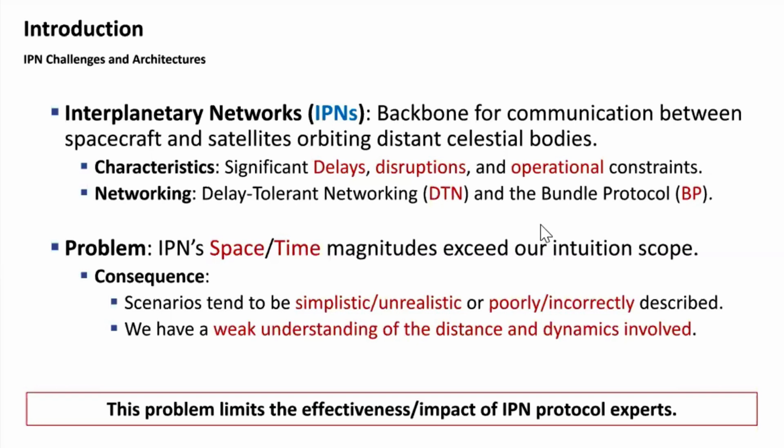Bundle protocols, for instance, are one of the main outcomes of the technology approaches for dealing with IPN and the solar system internet in general. The main problem that we see on IPN, which motivated this work, is that the space and time magnitudes in these systems are way beyond the intuition we have on a day-to-day basis in terrestrial networks, or even in near-Earth networks, like Starlink or close-to-Earth constellations.